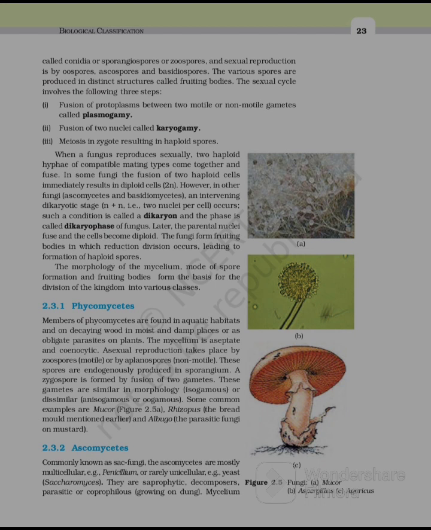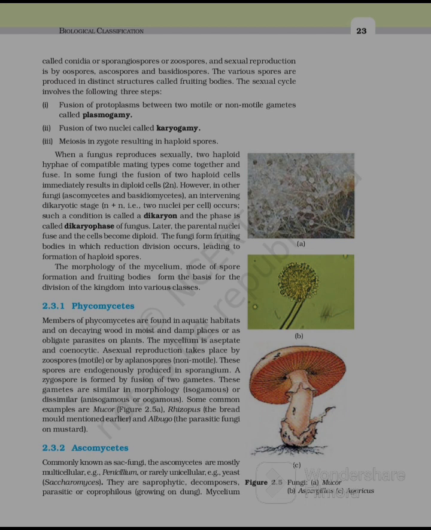The various spores are produced in distinct structures called fruiting bodies. The sexual cycle involves the following three steps. Number one, fusion of protoplasms between two motile or non-motile gametes called plasmogamy. Number two, fusion of two nuclei called karyogamy. Number three, meiosis in zygote resulting in haploid spores. When a fungus reproduces sexually, two haploid hyphae of compatible mating types come together and fuse. In some fungi, the fusion of two haploid cells immediately results in diploid cells (2n).